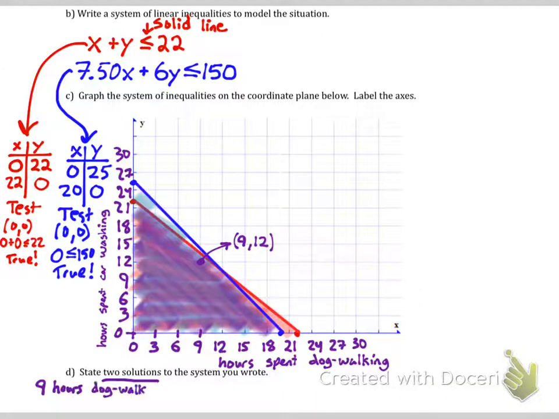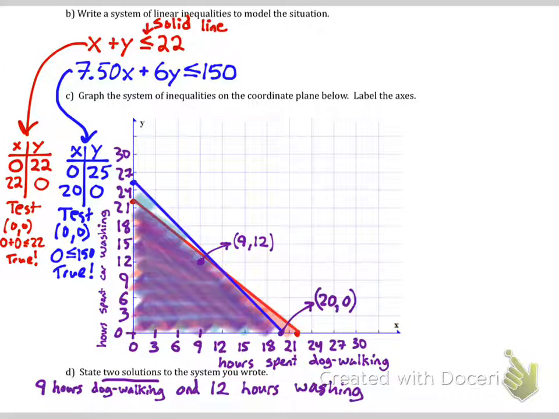Well, that means that 9 is the x value. That's hours dog walking. So it's 9 hours dog walking, and it's 12 hours washing the cars. That is what that point represents. That means that if you spent 9 hours dog walking and 12 hours washing, you would be under your 22-hour limit, and you would make less than $150, which was your goal.